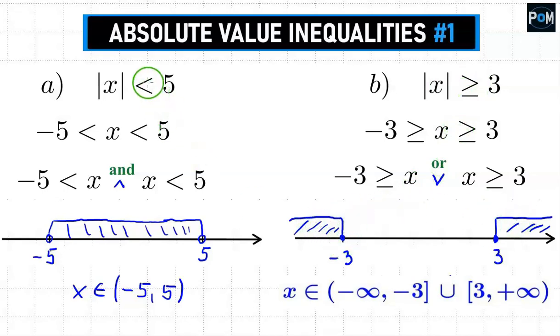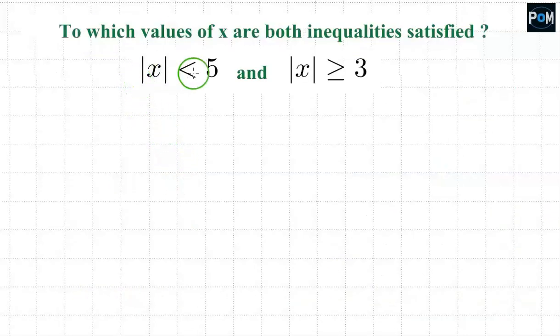In such a situation, when the sharp part of the inequality sign is turned towards the absolute value, we get one interval. And when the sharp inequality sign is turned towards the number, not towards the absolute value, then we end up with the union of two intervals, to which values of x both inequalities are satisfied simultaneously.